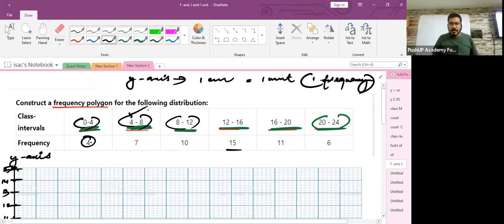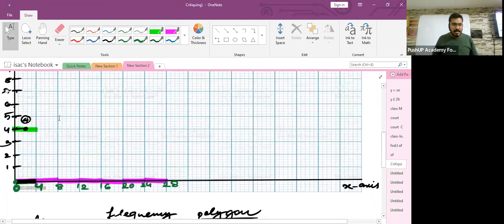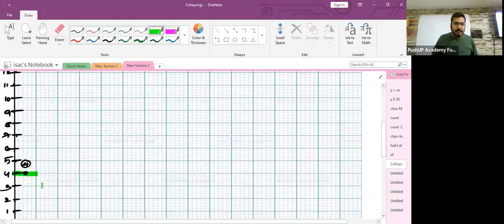The next class interval is what? 4 to 8. What is the corresponding frequency? It is 7. Where is 7? Where is the second class interval? Over here. Isn't it? This is your second class interval. What is the corresponding frequency? It's 7. So I can draw or I can highlight the green colored line over here.